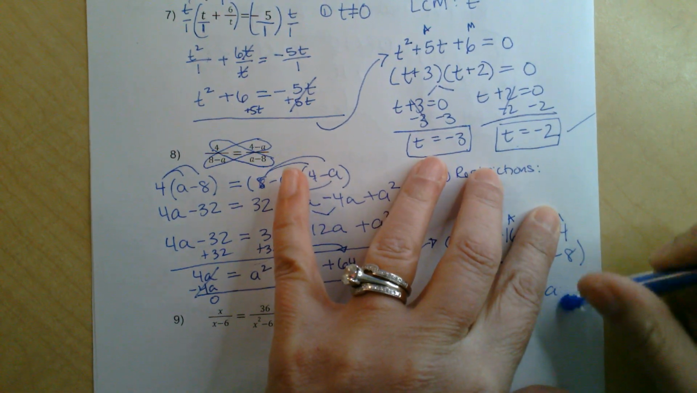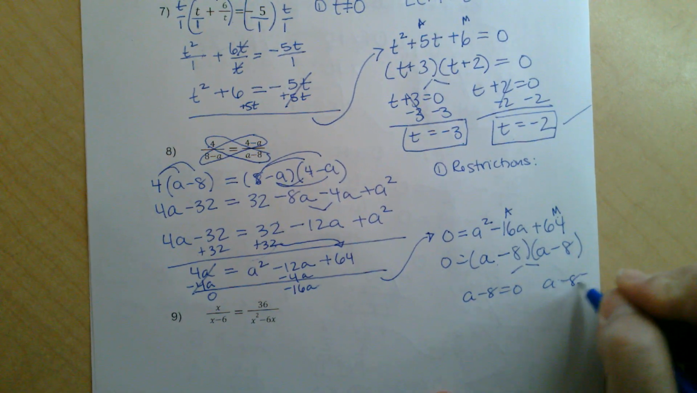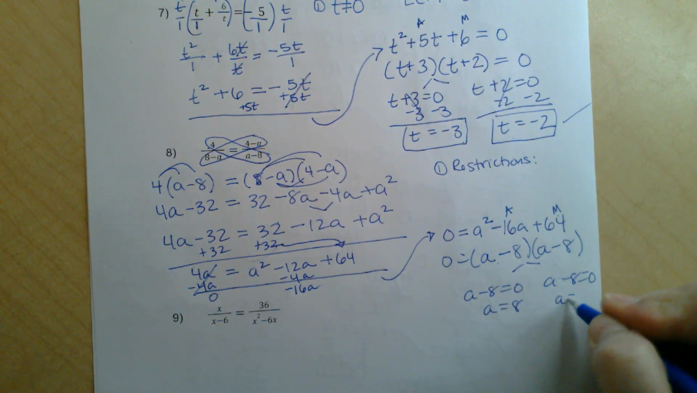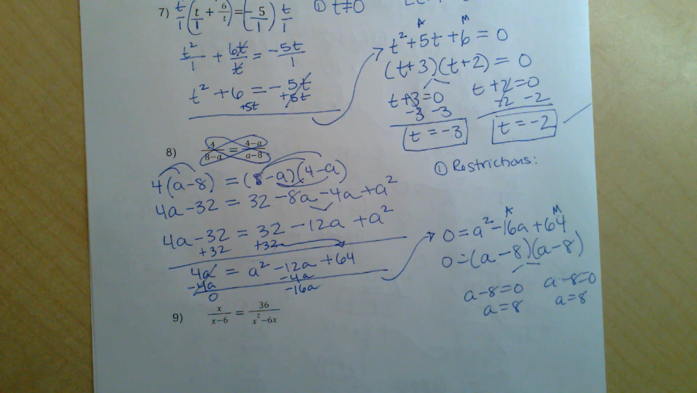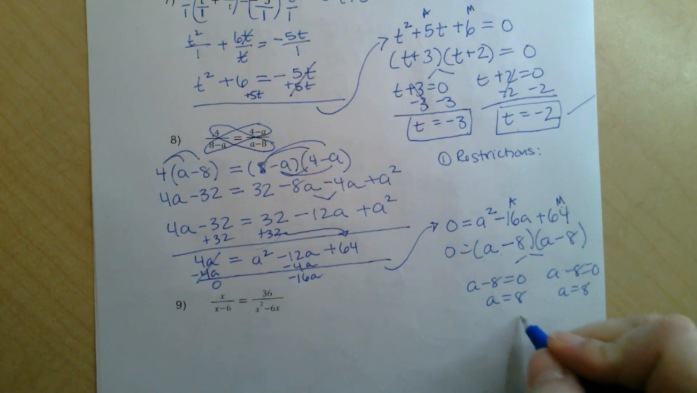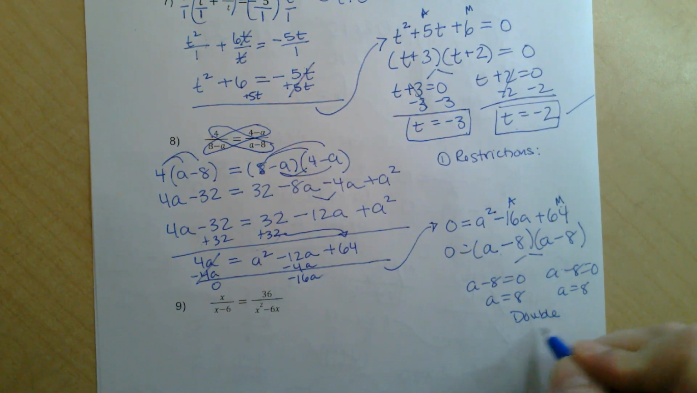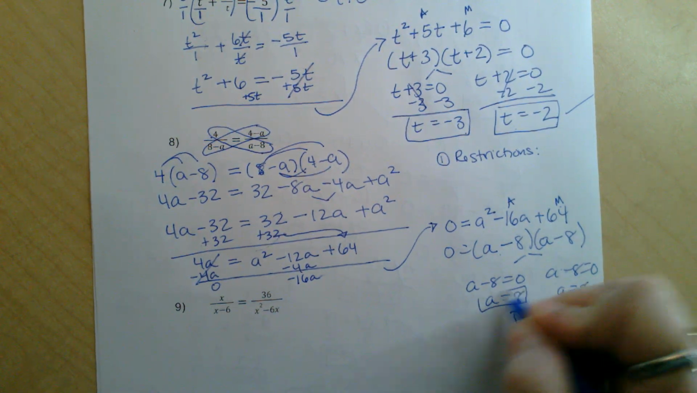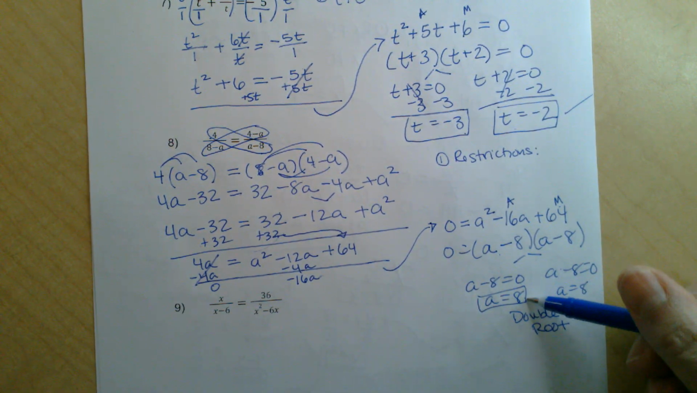I can split these up, but as you can see, they're the same, correct? So I only have to do it once. If you want to write it twice, you can, but it just means that there's a double root. That's what this is called, a double root. You only have to write it down once.